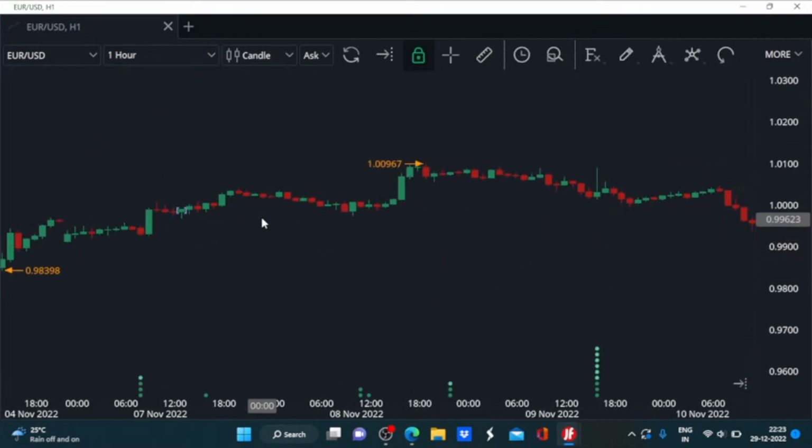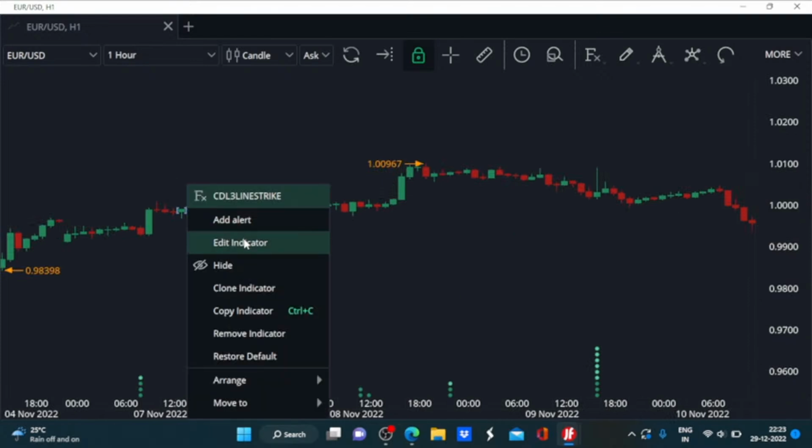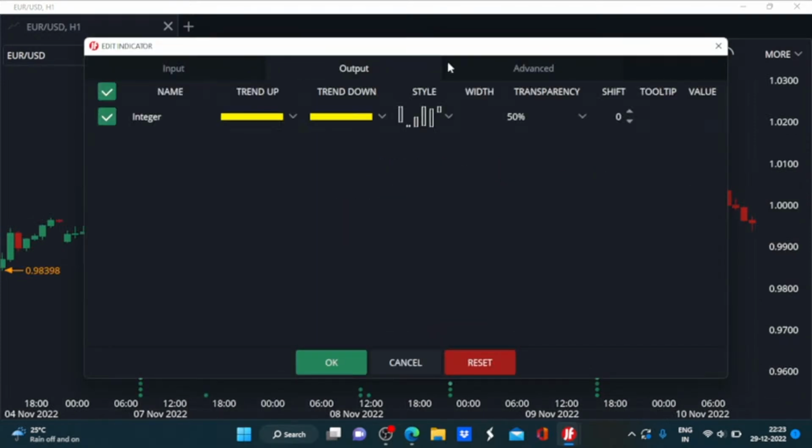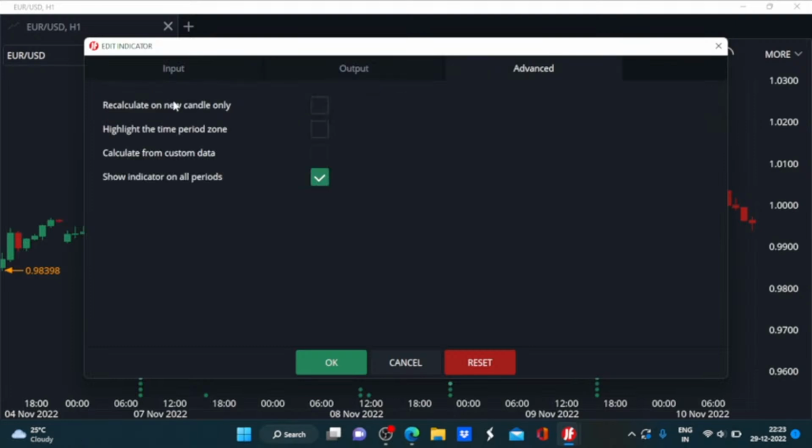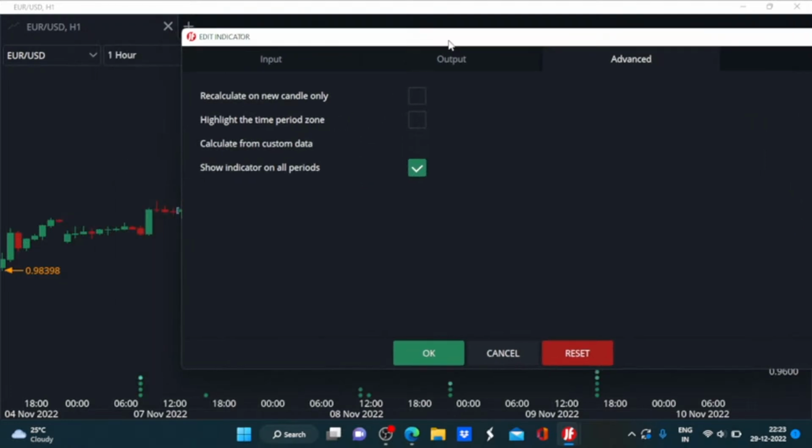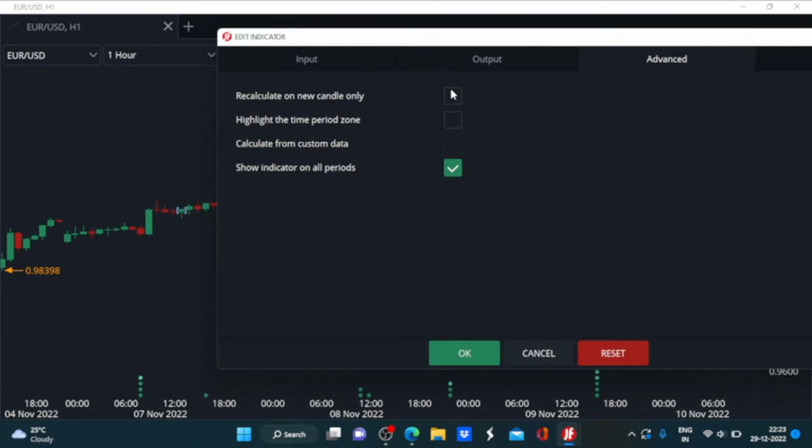Okay, alright. Now let's see the advanced editing option: calculate on new candle only. This is going to happen anyways, so it doesn't make much of a change even if I opt in or out of it. Highlight the time period zone. This candle formation takes into account the last four candles, so that will be highlighted. You can customize the calculation? No, not really. Show indicator on all the candle periods.